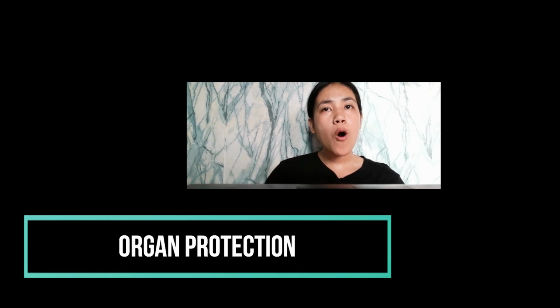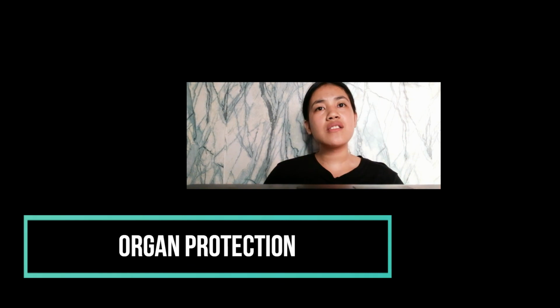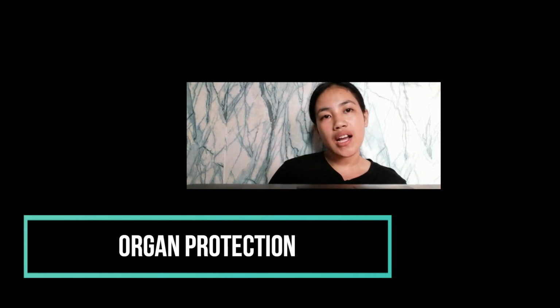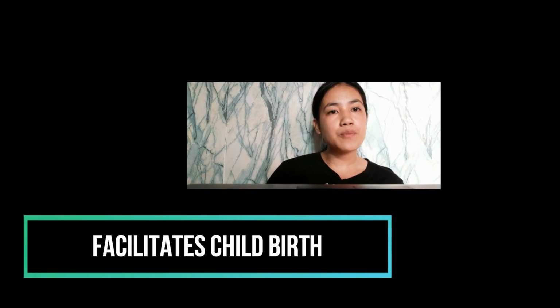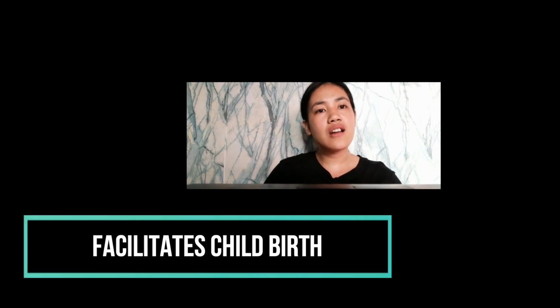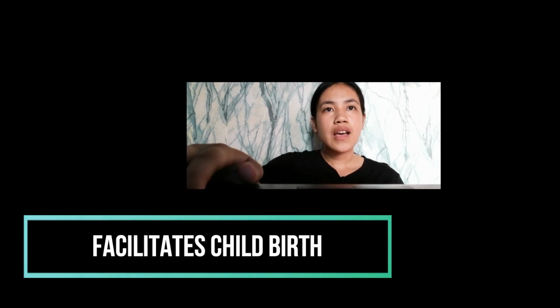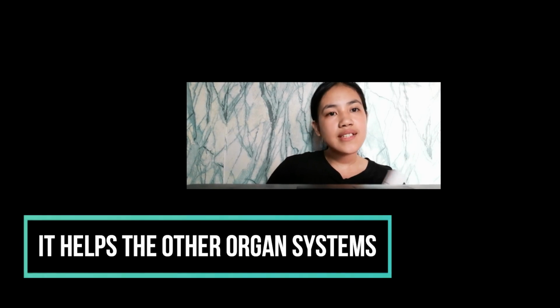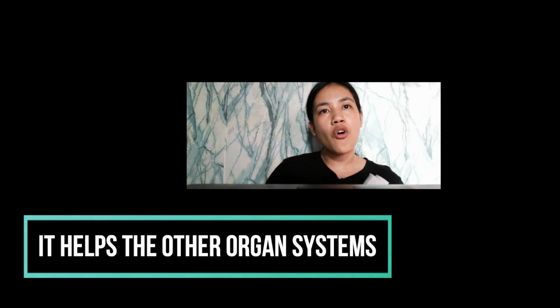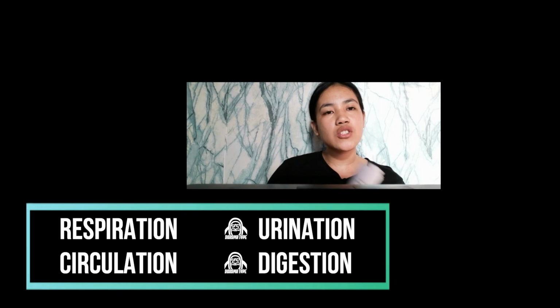Fourth, for organ protection. The muscular system protects organs through the extra-abdominal muscles. Fifth, it facilitates childbirth. The smooth muscles here are very important for childbirth. And sixth, it helps the other systems which I have listed: respiration, urination, circulation, and digestion.